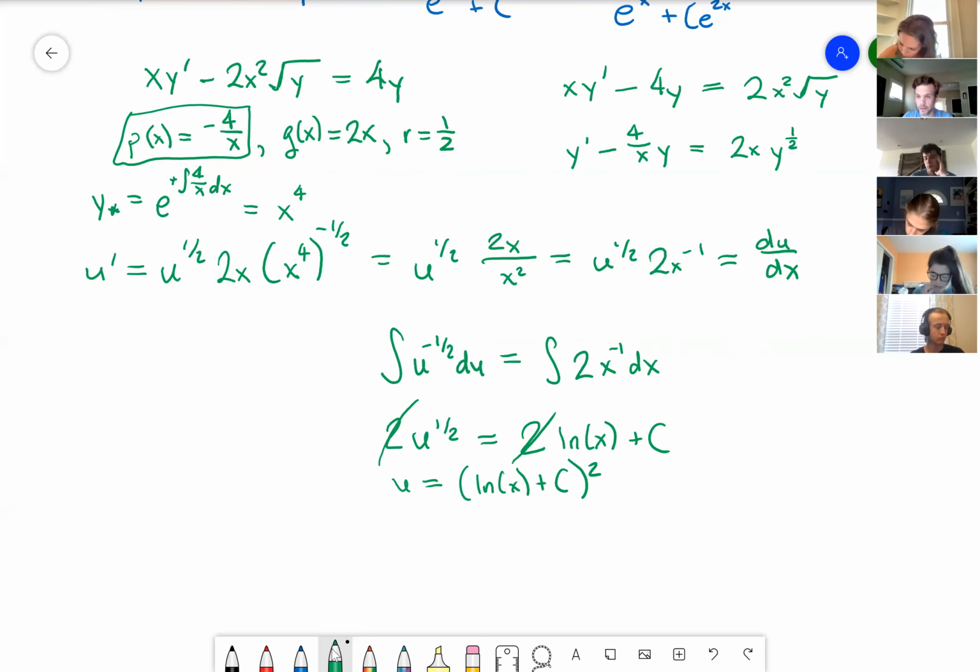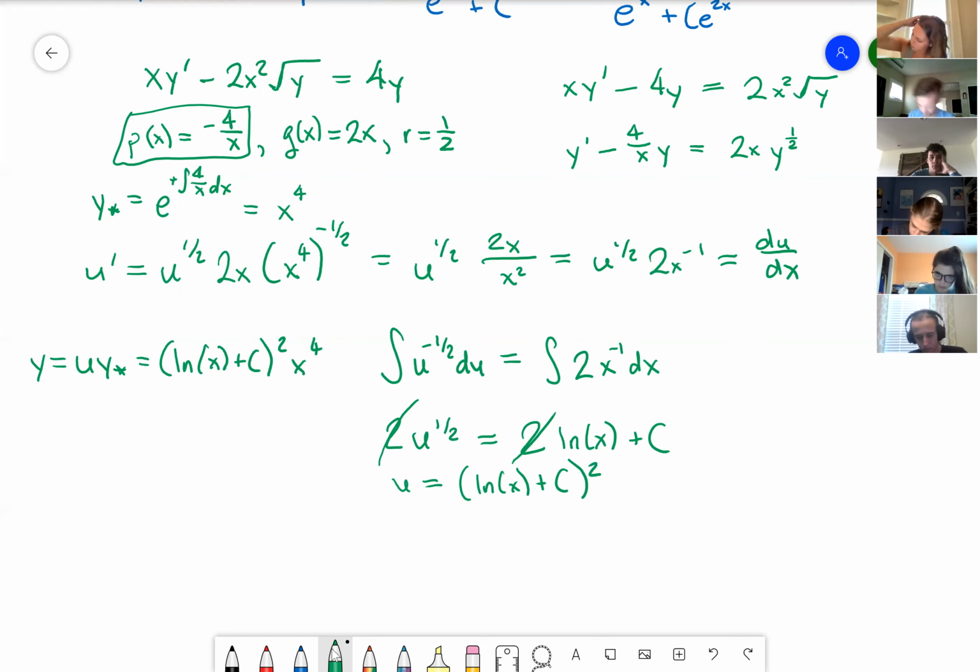Again, I'm relying totally on that assumption. And so finally, we get y, which is u times y star. This is natural log of x plus c, squared, times x to the fourth. Now I will cheat. I will look at the notes, see if I got it right. And happy to say that I agree.